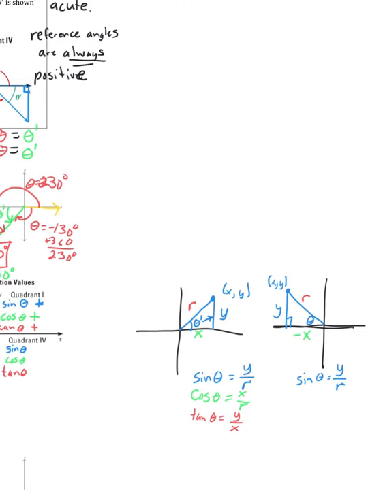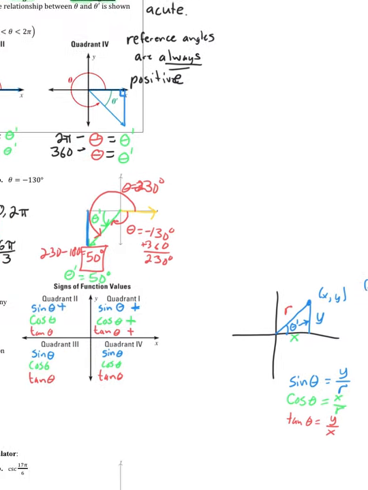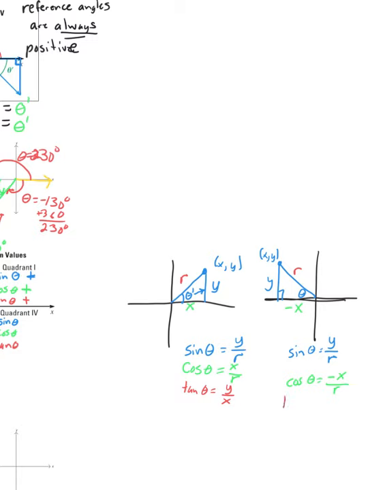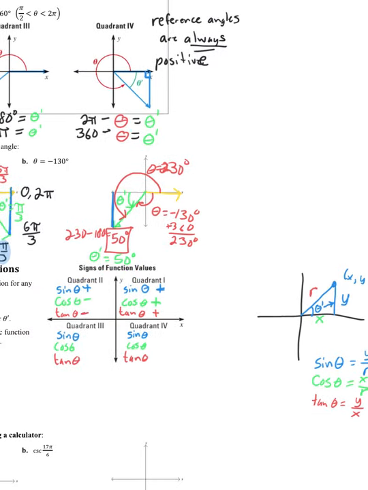But now if I do cosine of theta, I'm going to do a negative x value over a positive r value, and a negative divided by a positive is a negative. So in quadrant 2, cosine happens to be a negative function. And then finally, tangent in quadrant 2 is going to be positive y over negative x, opposite over adjacent. And that's a positive divided by a negative, that's a negative value in quadrant 2. That's how we determine the signs of these.